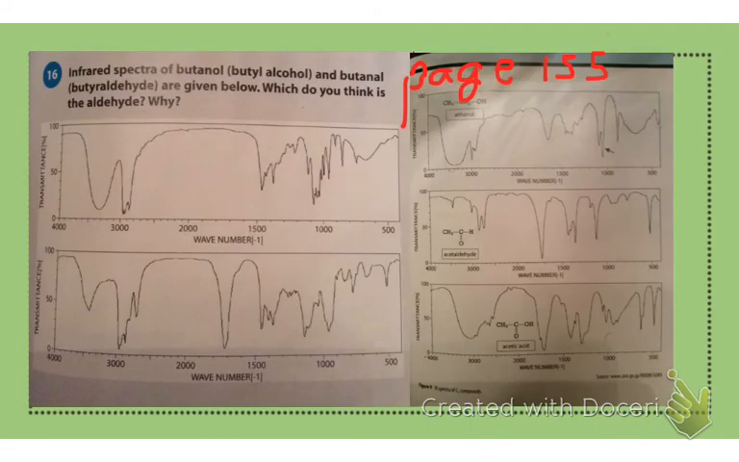These are your appendices. For question 16, this is a little trickier. Infrared spectra of butanol, also known as butyl alcohol, and butanol butylaldehyde are given below. Which do you think is the aldehyde? So for this one, this is actually not going to be in your appendix, which is confusing. Instead, it's going to want you to go to page 155. So my big tip for you, go to page 155 to match.